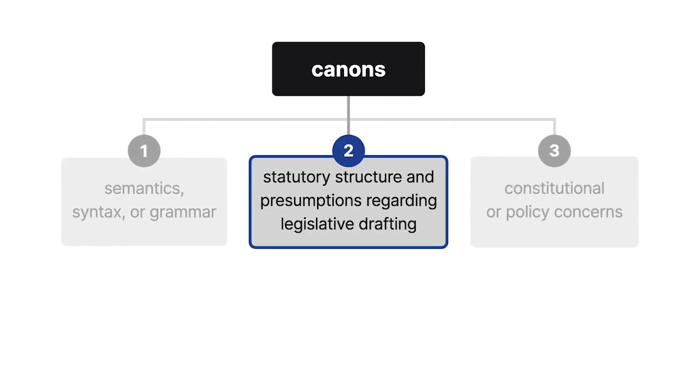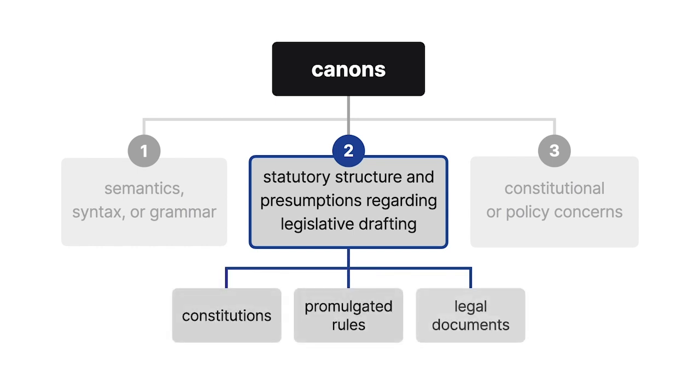The next category of interpretive canons relates to the structure or context of statutes. But like the other canons we've considered, they can apply to other types of texts, including constitutions, promulgated rules, and legal documents such as contracts and wills.